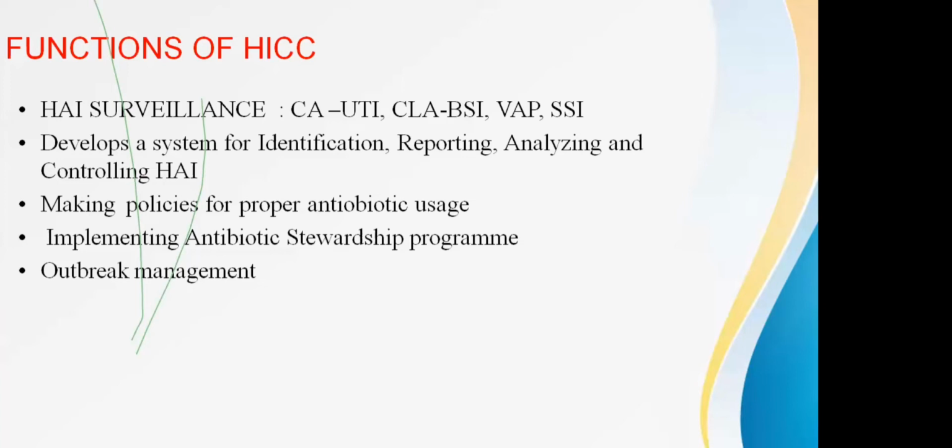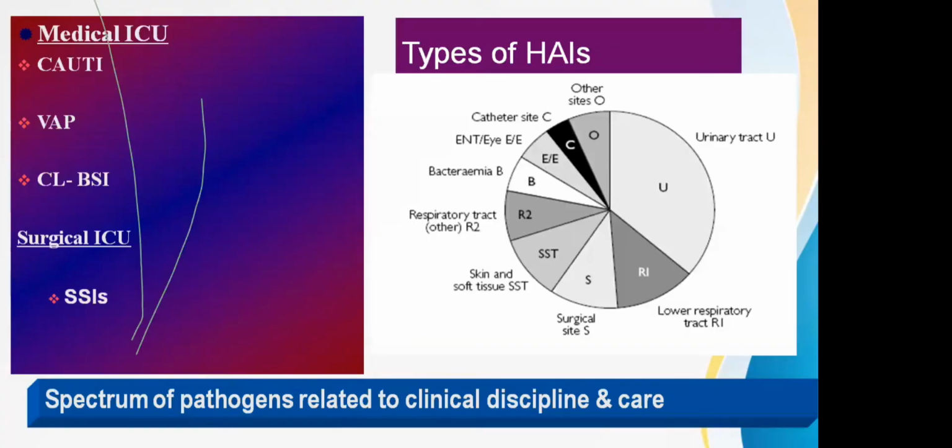Lastly, talking about outbreak management, I think the world has been dealing with COVID for almost 2 years. We have spoken about COVID, the pandemic, how many mutants, how many variants, the 3rd wave with the Omicron virus. And recently news is coming of a new COVID variant on the horizon, probably making a 4th wave. So outbreak management is also a key function of the hospital infection control committee. Very briefly, in medical ICUs we talk about CAUTI, VAP and CLABSI, and in surgical ICUs, mainly about surgical site infections.